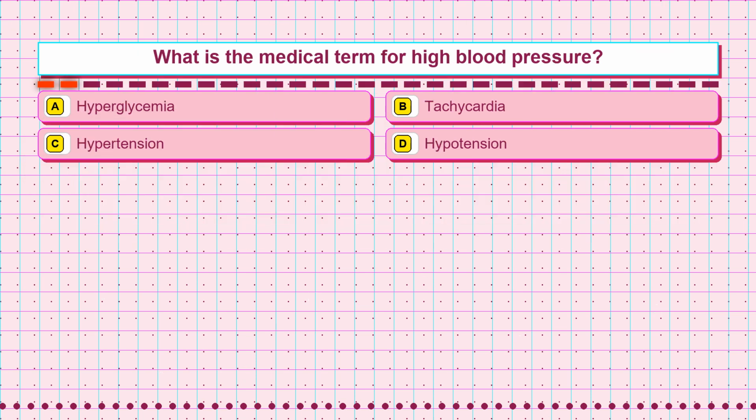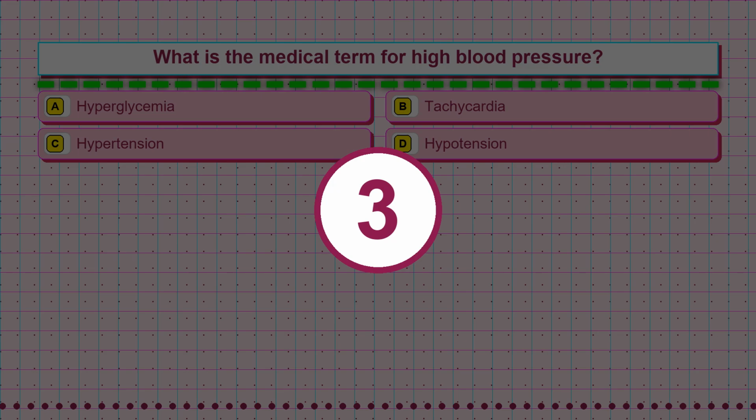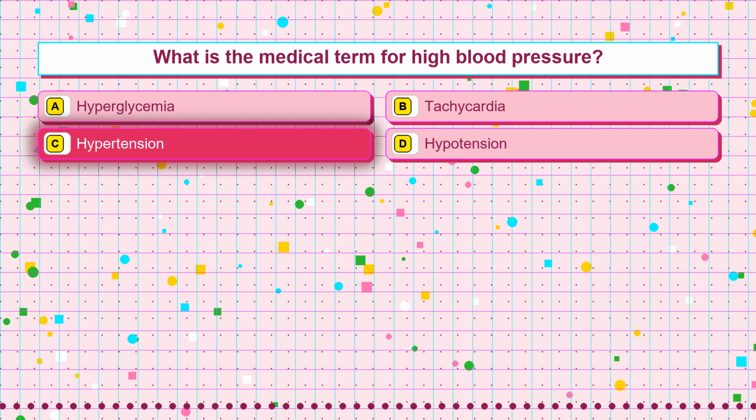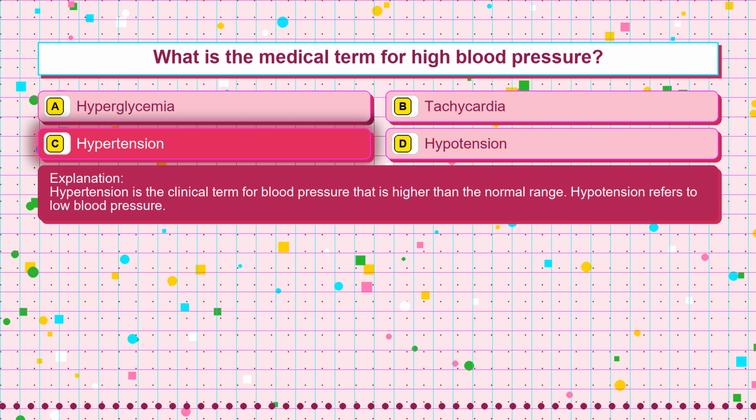Question 31. What is the medical term for high blood pressure? Option A, hyperglycemia. Option B, tachycardia. Option C, hypertension. Option D, hypotension. The correct answer is option C, hypertension. Hypertension is the clinical term for blood pressure that is higher than the normal range. Hypotension refers to low blood pressure.